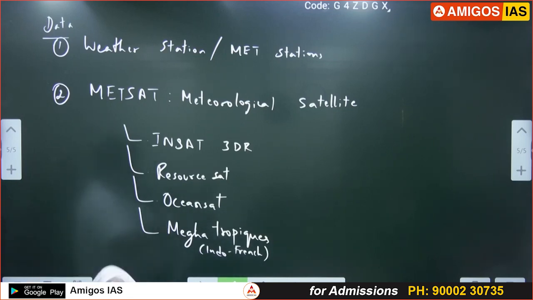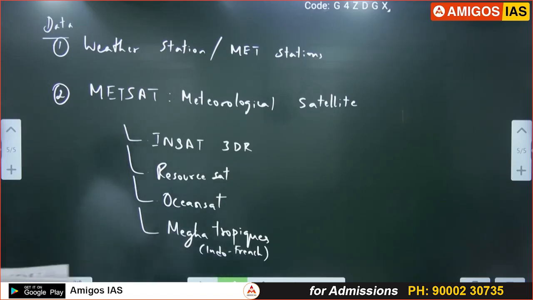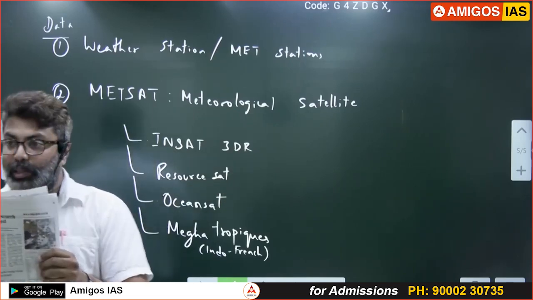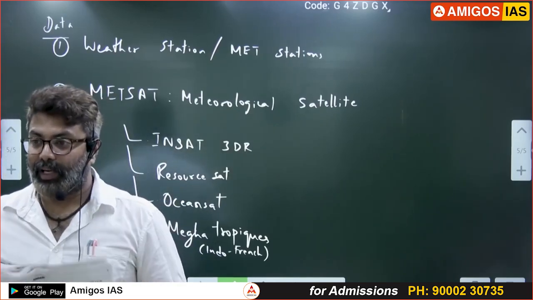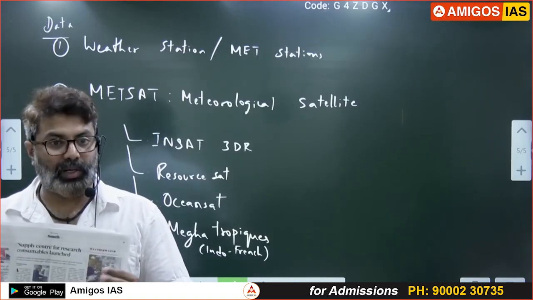Page number 7. Here, this is the satellite data I'm talking about. INSAT 3DR took this image yesterday evening. It came in today's paper. Today's paper only, na? This is yesterday's image.